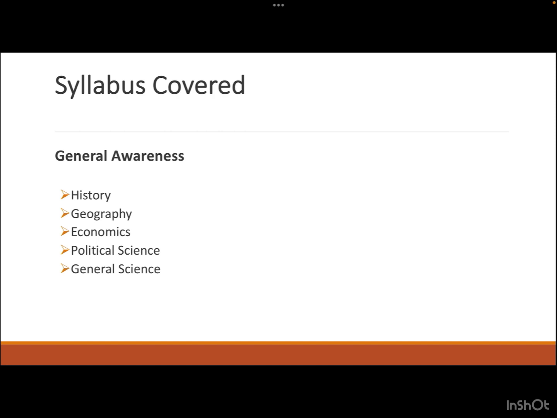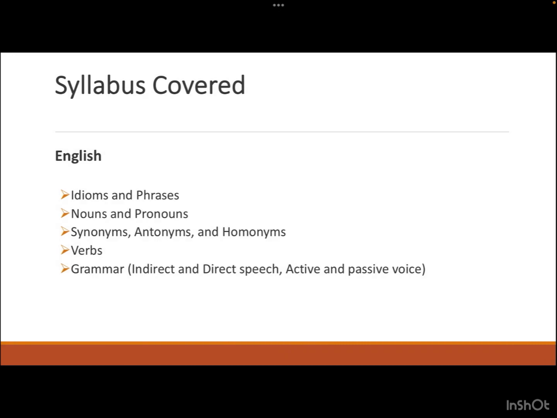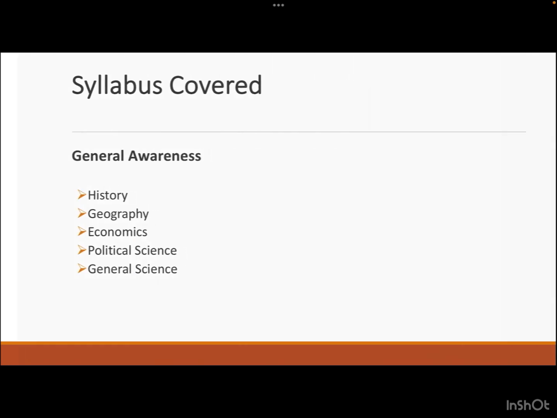Now let us quickly go through the syllabus which is going to be covered in the subjects which we are going to teach. For general awareness, we will be teaching you history, geography, economics, political science and general science. In case of English, idioms and phrases, nouns and pronouns, synonyms, antonyms, homonyms, verbs, grammar, indirect and direct speech, active and passive voice.